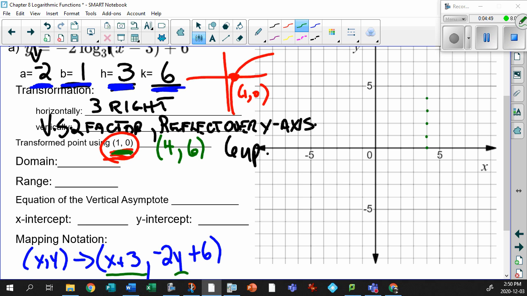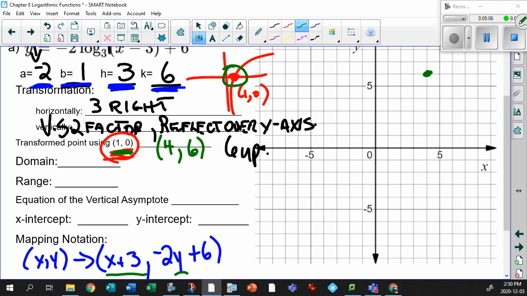1, 2, 3, 4, 5. There's my new point. Let's erase the other one so they don't look like points there. That'll mess us up later. Okay, so there's my transform point. That point that was originally here is now up here. Okay, beautiful. Let's talk about a few other things.